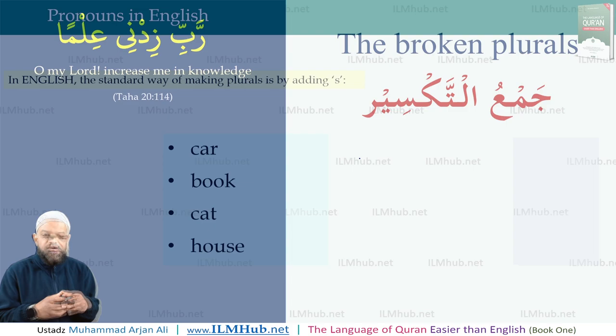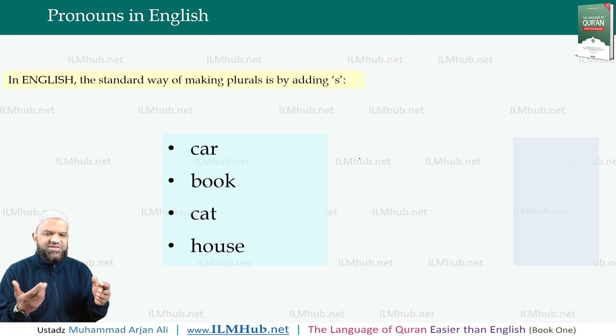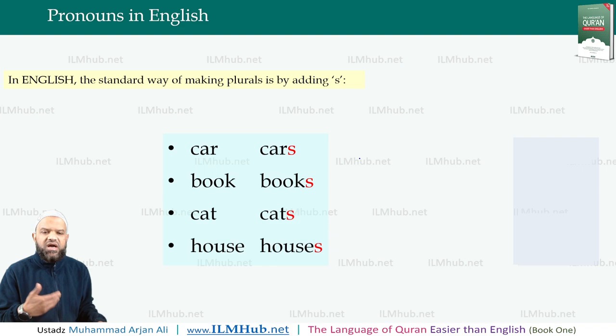What are plurals in English? Relatively very easy. Normally we add an S to the end. So if you have a car, one car. But if you're a rich man and you've got 3, 4, 5 cars, it will be cars. One book, lots of books. One cat, lots of cats. House, houses. So in English, plural is 2 or more. Normally, we simply add S at the end.